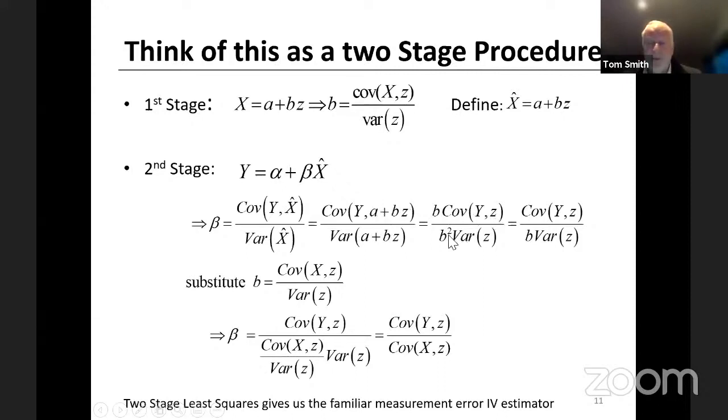So you get b covariance y with z over b squared variance of z, because z is a random variable, a is a constant. So you get b squared variance of z, and one of the b's cancels. So you get covariance y with z over b variance of z. But up here, remember what the b was. So now you're going to get cancellation of the variance of z, and you're going to end up with covariance y with z over the covariance of x with z. So that's our familiar instrumental variable estimator. You'll have access to all of these slides, so you don't have to follow the maths now. But when you go back later, you'll see it's fairly simple.